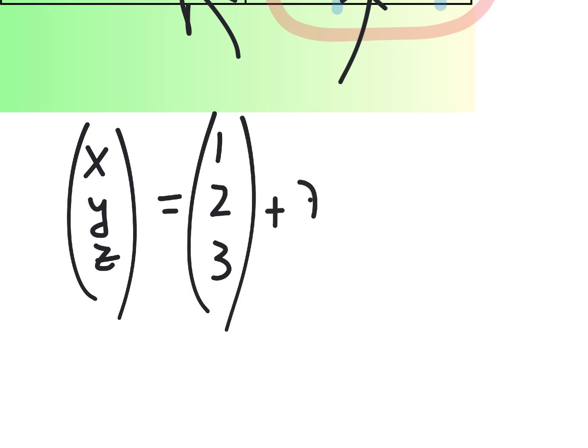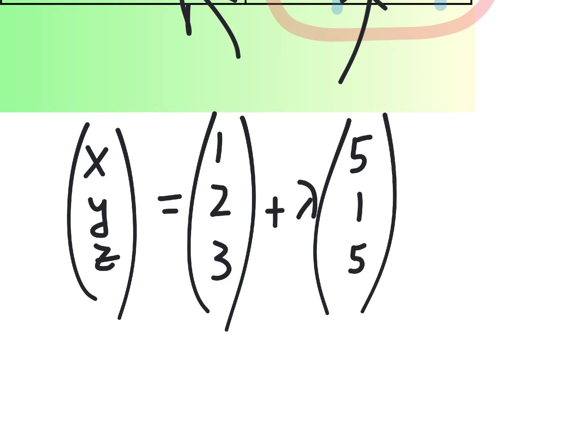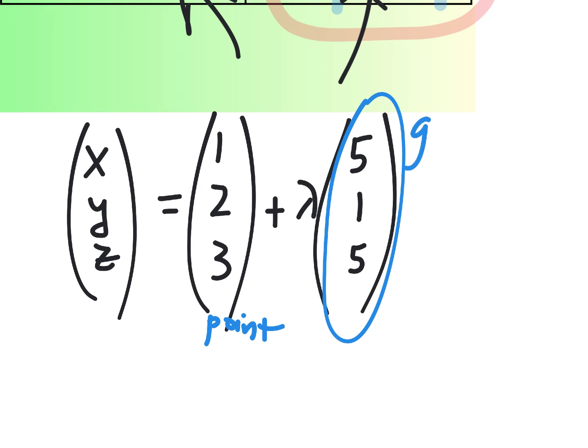So let's say the point x, y, z is 1, 2, 3 plus lambda 5, 1, 5. Can you tell where we started? We started at this point. Can you tell where we're going to go? Remember, vectors are a motion. This is where we go to. We go 5 in the one direction, 1 in the next, and 5 in the other. And so this is the vector. Vectors are a motion. They're kind of like a slope. There's my equation for it.